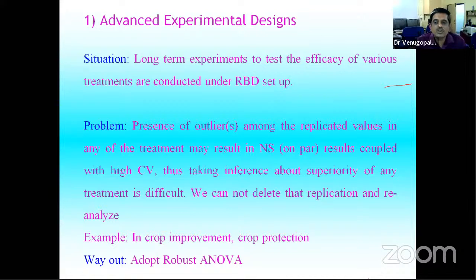So at the end of the day, we are going to say that all the 10 rootstock treatments are on par. And coupled with that, a high coefficient of variation value, we may get beyond 20%. So the reproducibility of the result is also a question mark. Another option is, okay, we are having sufficient replication. Let us delete one or two replications and reanalyze the data. It's okay, but deleting the replication from the original design will disturb the randomization. And also the breeder or a crop protection scientist would like to exploit the particular aberrant value, whatever he has got. Why should we delete that?